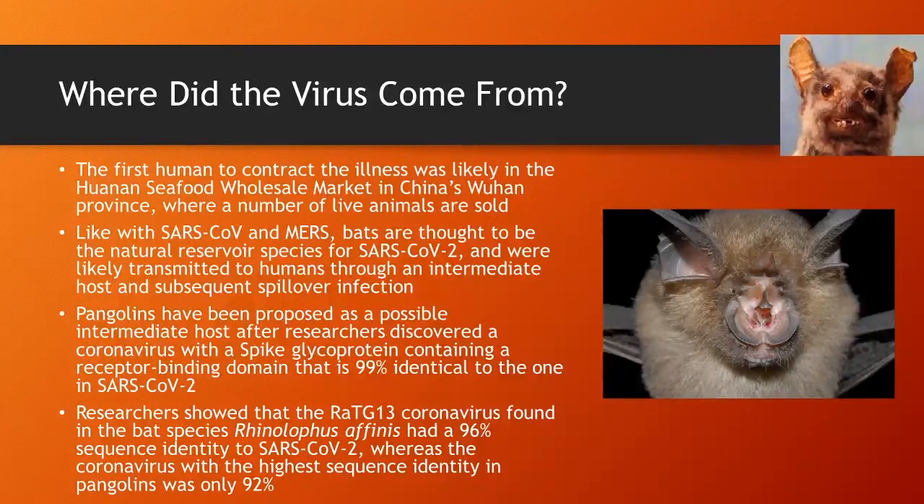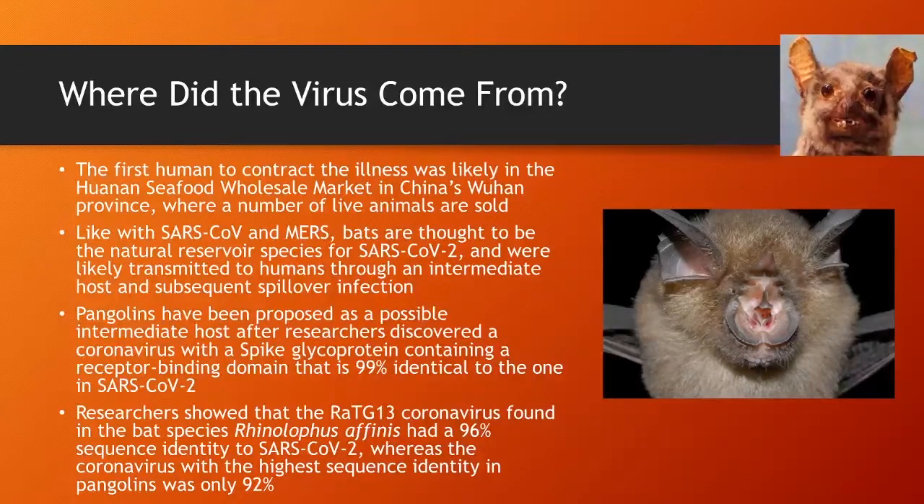Now, researchers showed that the coronavirus found in the species called Rhinolophus affinis, which is a type of bat, and I have a cute little picture of it here on the side. It has a really messed up face. It looks like it sneezed too hard or something. It has a 96% sequence identity to SARS-CoV-2.